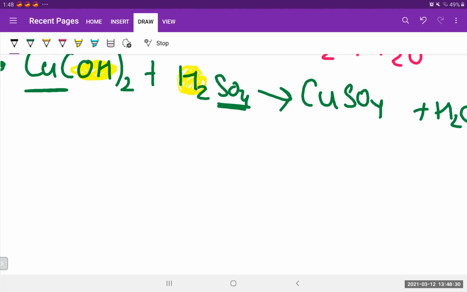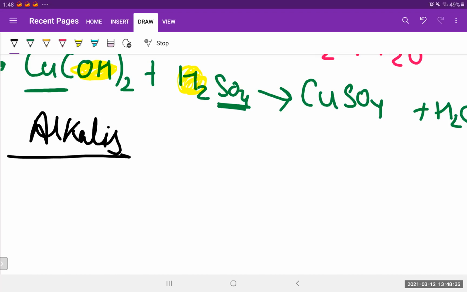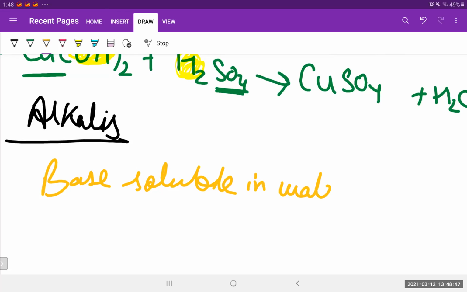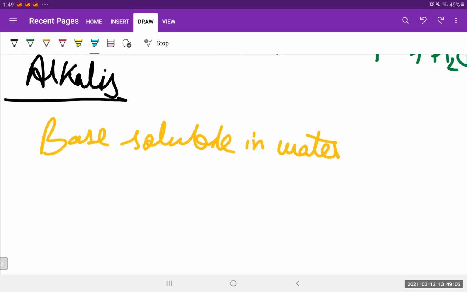Now we come to what an alkali is. It's a very important, favorite question from the boards. What are alkalis? An alkali is a base which is soluble in water. Very important. It is soluble in water. Is it clear, everyone? So bases which are soluble in water are actually alkalis.